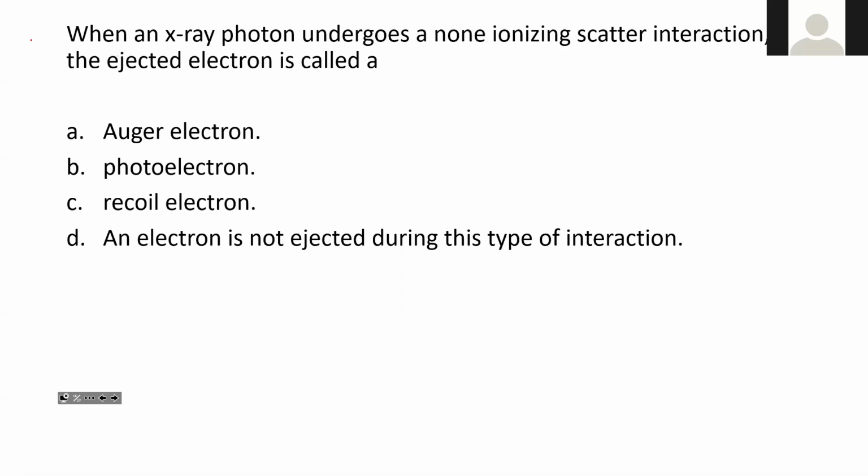When an X-ray photon undergoes a non-ionizing, this is a good question. When an X-ray photon undergoes a non-ionizing scatter interaction, the ejected electron is called a... D. A non-ionizing, so there's no electron ejected. What's an Auger electron? Is that characteristic? Yeah, characteristic. And that's named after a scientist. Where does recoil come from? Recoil is Compton. Okay. And what's the other name for recoil? Compton electron. Okay. And where does photoelectric come from? I mean, yeah, I said the answer. Photoelectron comes from a photoelectric interaction.